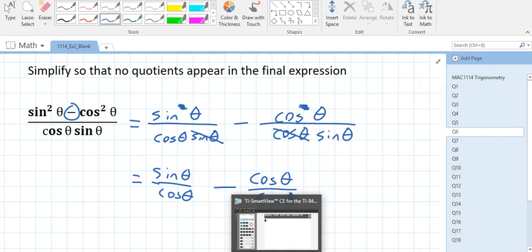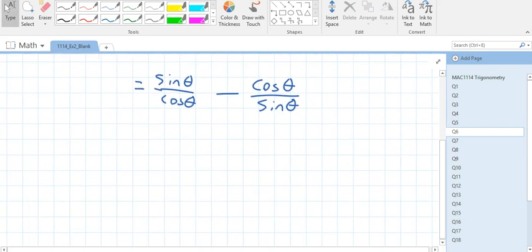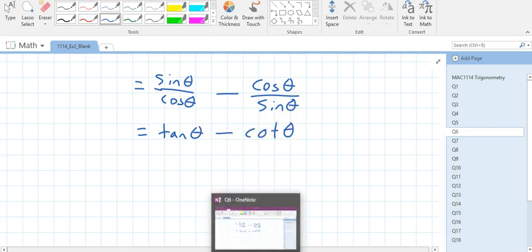And again, the directions say no quotients. So we have to know what is sine over cosine. There you go. Tangent theta. And then you supply the other one, which was cotangent theta, because that's what cosine over sine is. And there's your answer. Okay?